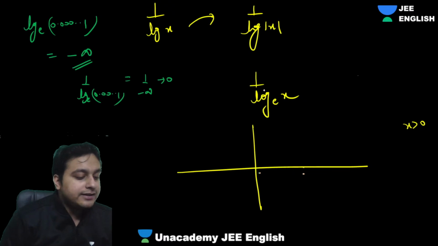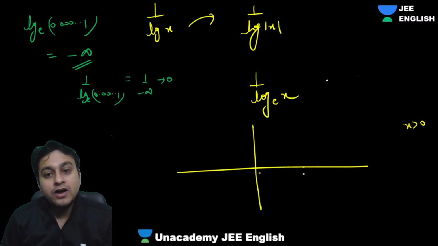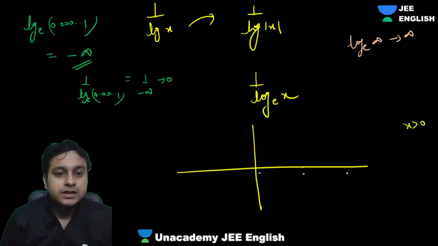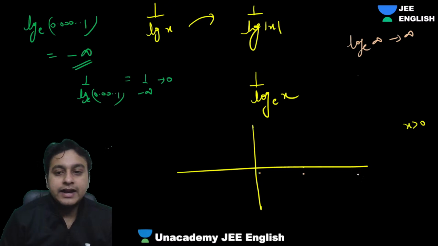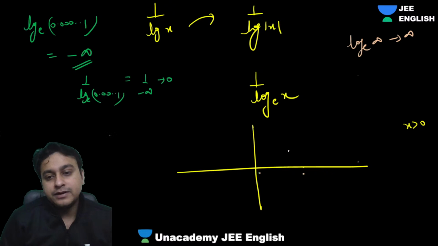Are you able to understand this one? What will be log infinity? Log infinity is tending toward infinity, so 1 over it will again tend to 0, but to positive 0. Are you getting it? So it will go up. It will be like this. Obviously you can join these points, then it will go up, right?